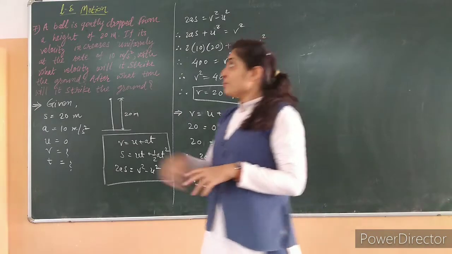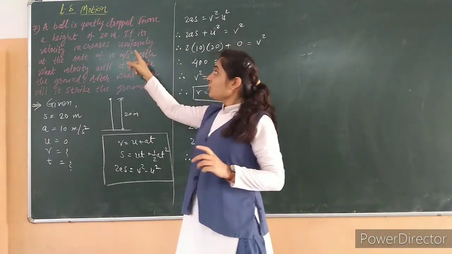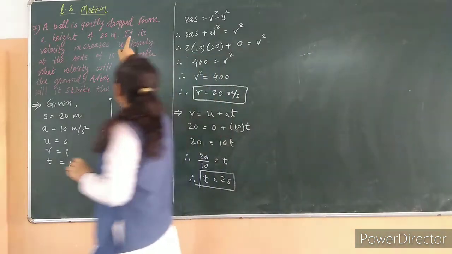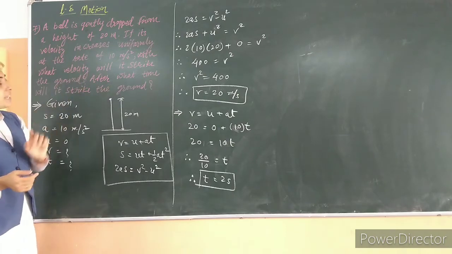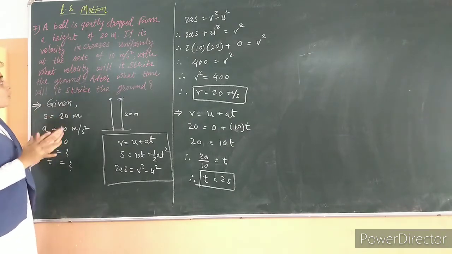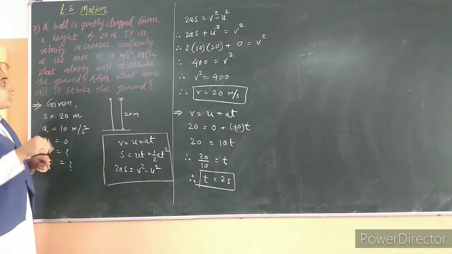Further, question number 7. See the question: a ball is gently dropped from a height of 20 meters. If its velocity increases uniformly at the rate of 10 meters per second square, with what velocity will it strike the ground and after what time will it strike the ground?